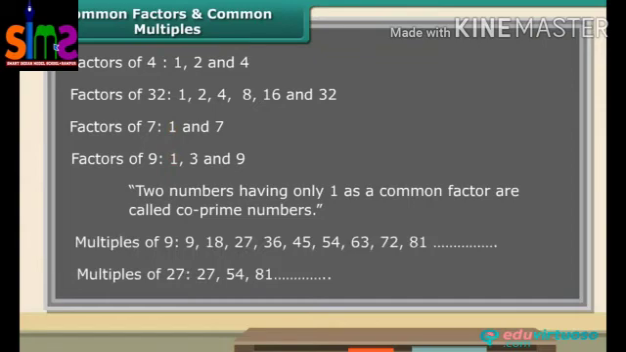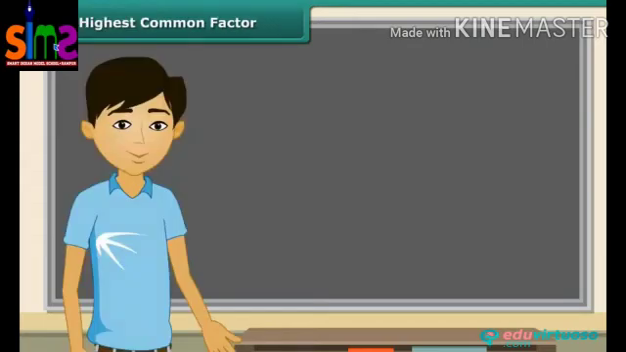Take a look at the multiples of 9 and 27. 27, 54, 81, etc. are multiples of both 9 and 27. Hence, 27, 54, 81, etc. are the common multiples of 9 and 27. Now that you know what common factors are, let us find the highest common factor of two numbers.